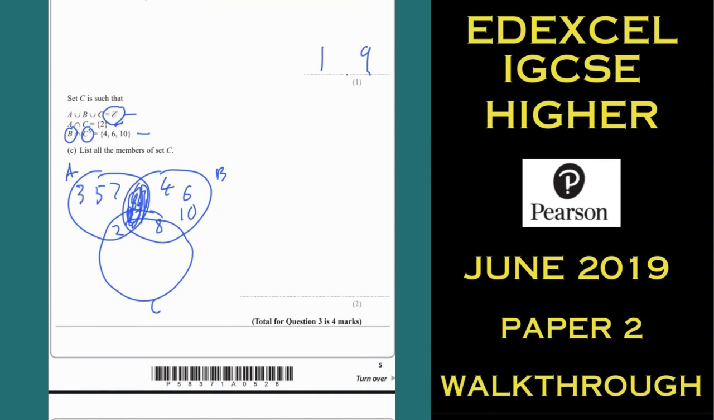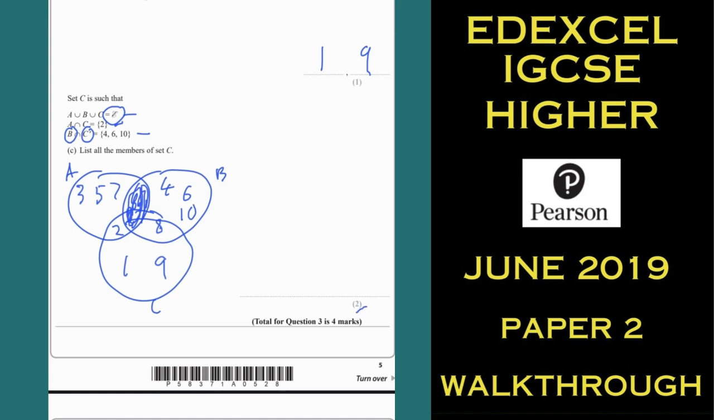All right, but it's not in the 4, 6 and 10. So 8 must be inside B, but not in that region there. And C has to contain the rest. Now, I know I've spent about 2 or 3 minutes doing that. Obviously, if you're not waffling like I am, you'd be a lot quicker. So 2 marks is not a stupid amount.